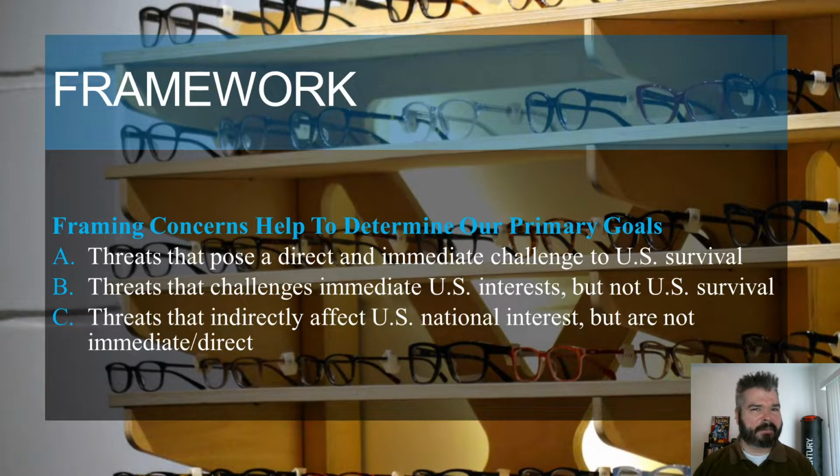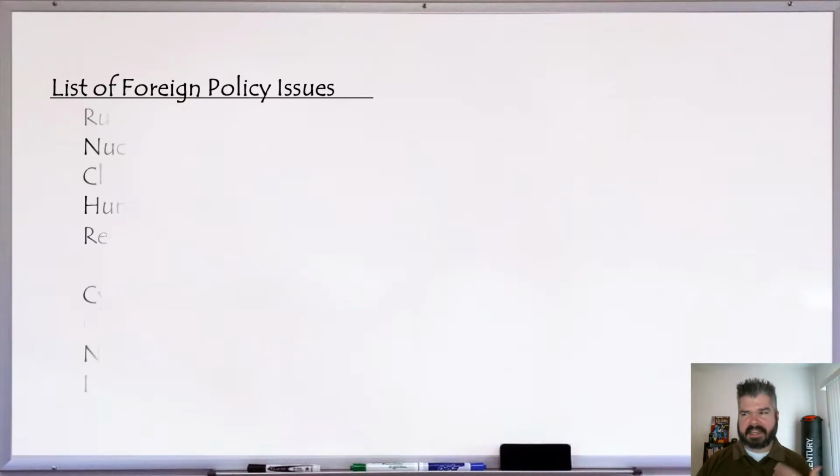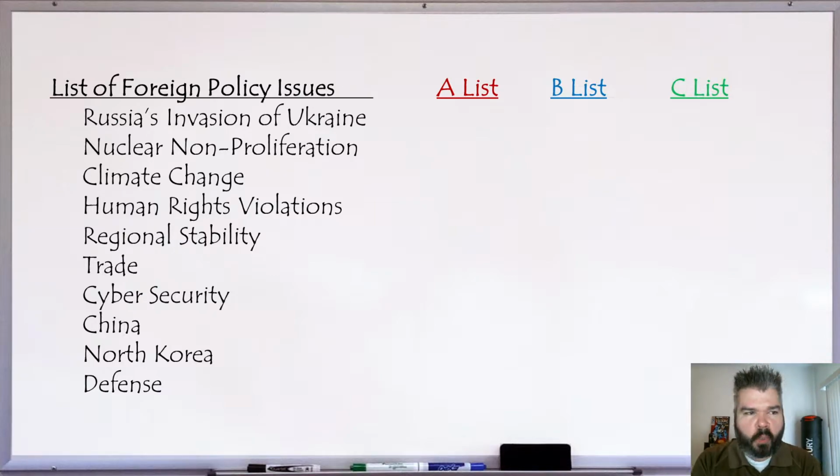So let's jump in. Let's take a closer look and let's try to apply this framework. So let's give a list of foreign policy issues. There's a lot we can choose from. We have Russia's invasion of Ukraine, nuclear non-proliferation, climate change, human rights violations, regional stability, trade, cybersecurity, China, North Korea, defense of the nation. These are all foreign policy issues. So let's bring up these lists, and let's talk about where they belong. Where do these issues belong?